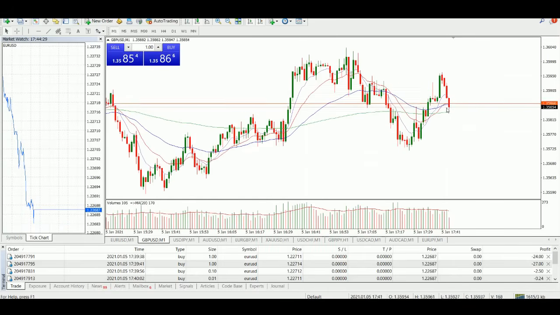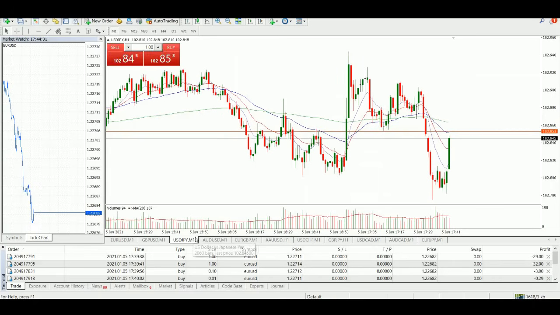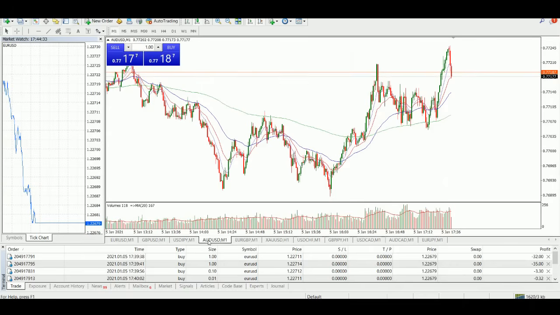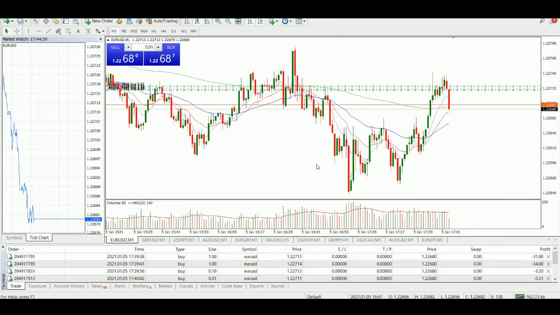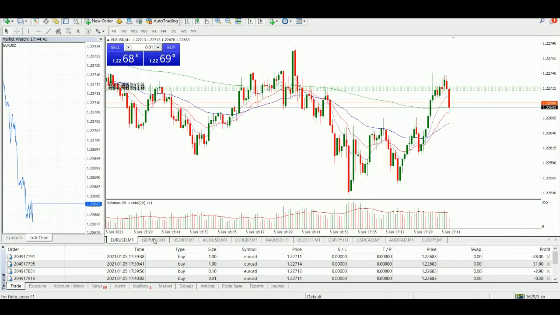Let's see other markets. Also in GBP dollar, the price is retracing, and also in USD yen and AUD dollar. Okay, so mainly all markets are retracing for the moment. There's no worries about that.